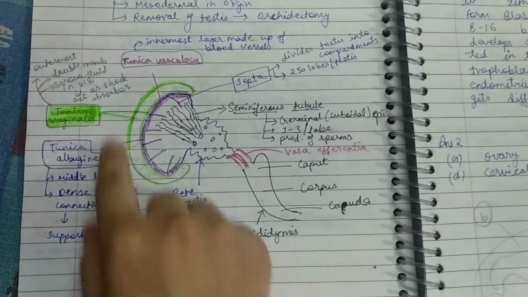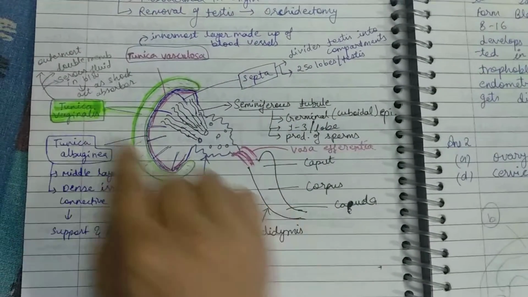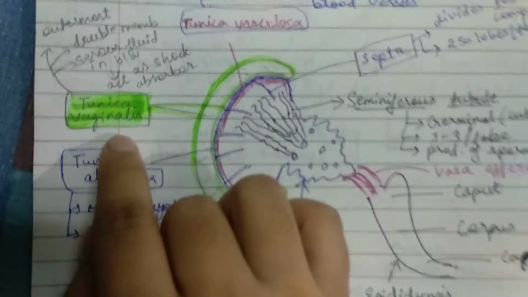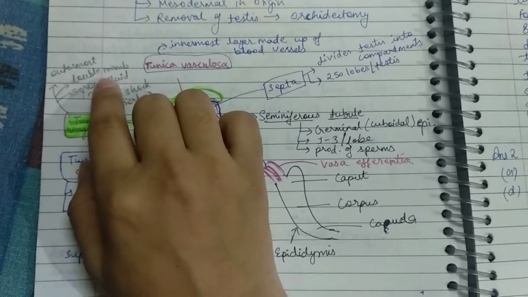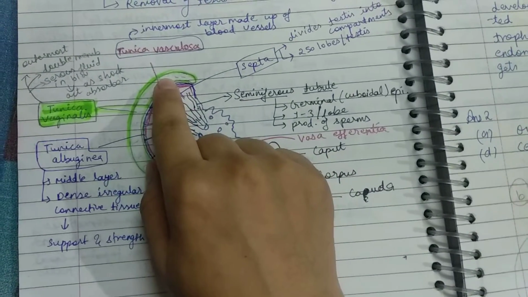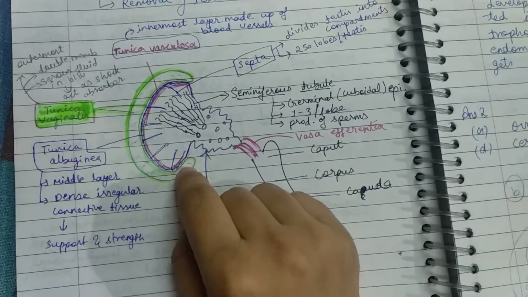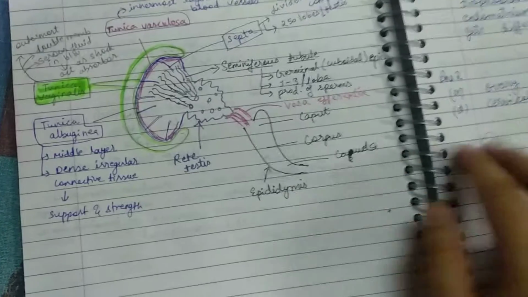This is the outermost layer. It is double membranous and it is known as tunica vaginalis. I hope it is clear. It is the double membranous outermost layer, and between these layers serous fluid is present, which acts as a shock absorber.